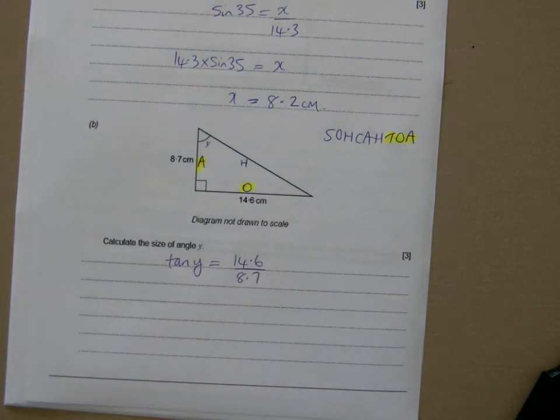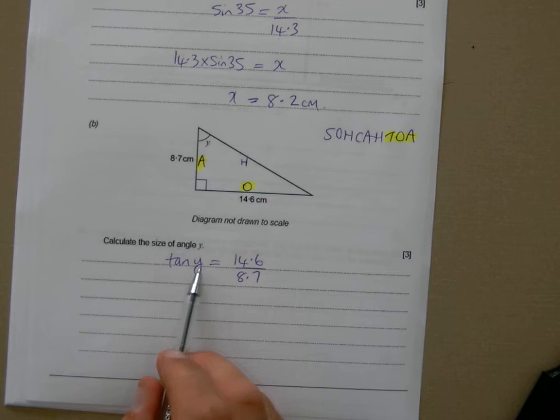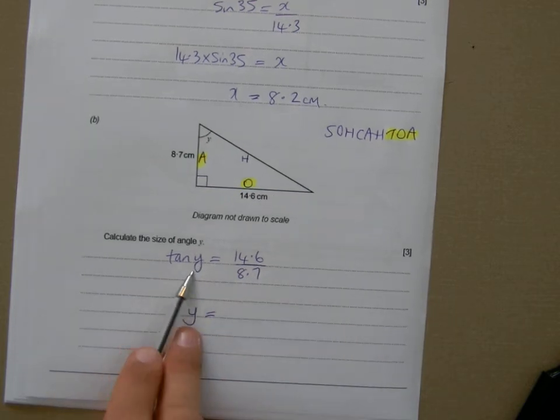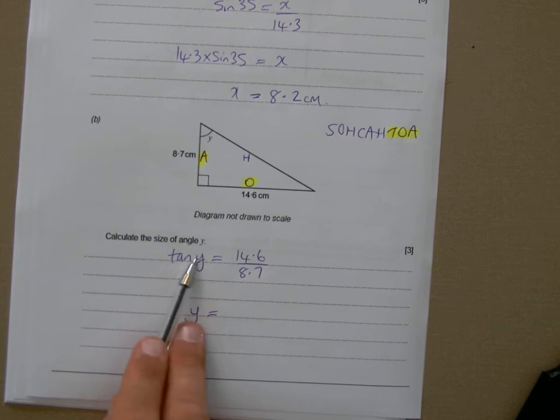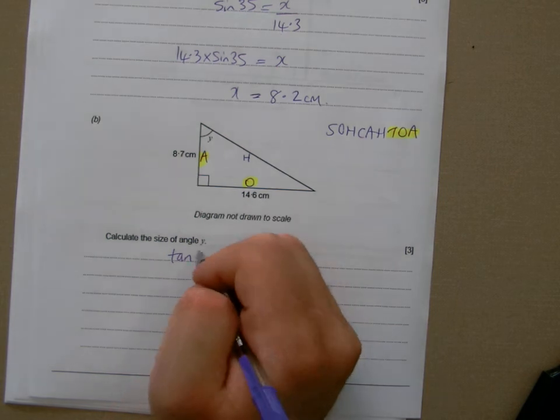We've been asked to work out the angle. So you need to somehow get rid of this tan, because we actually want to work out Y. We want to get Y on its own. But the trouble is that tan is attached to it. You've got to be careful how you think about it. It's tan of Y, not tan times Y. So it's not a case of taking tan over and dividing. It doesn't work like that. You need to think of it as tan of Y.